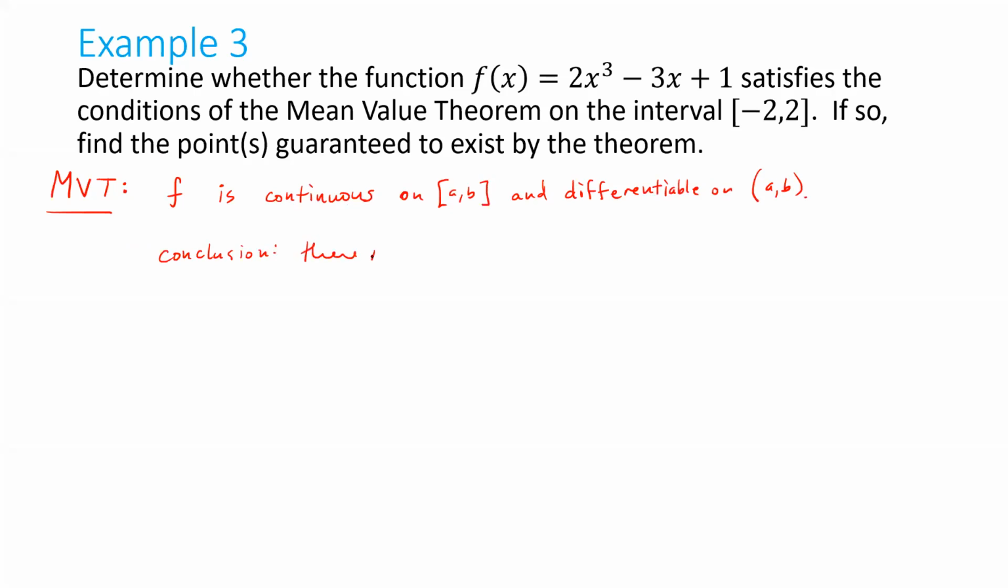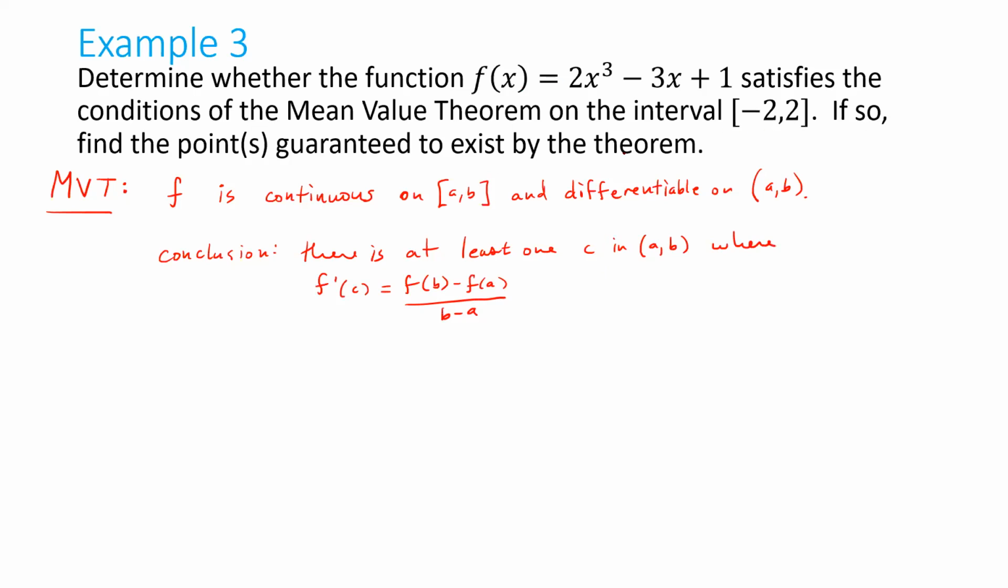there is at least one point C in the interval AB where f prime of C is equal to f of B minus f of A over B minus A.